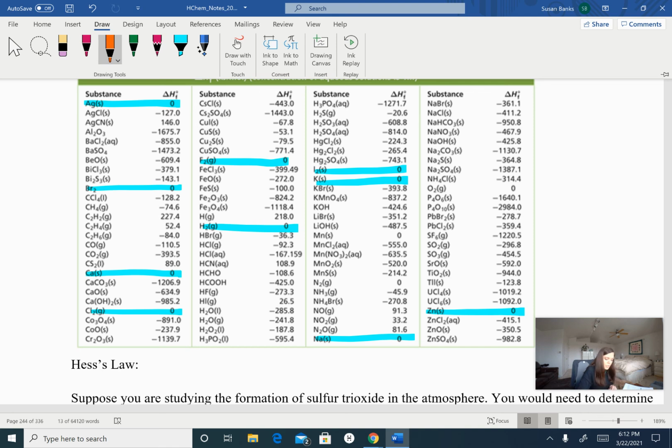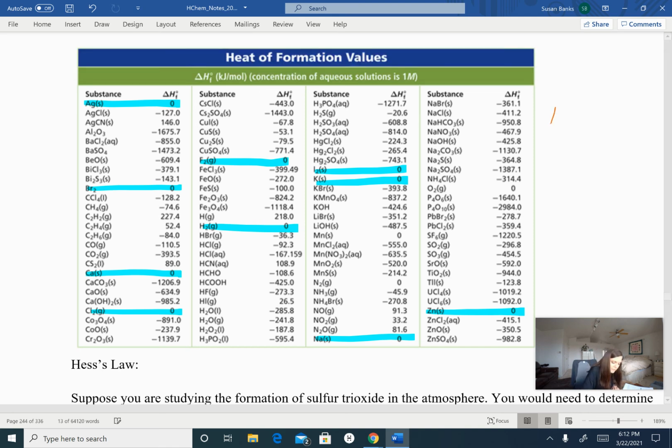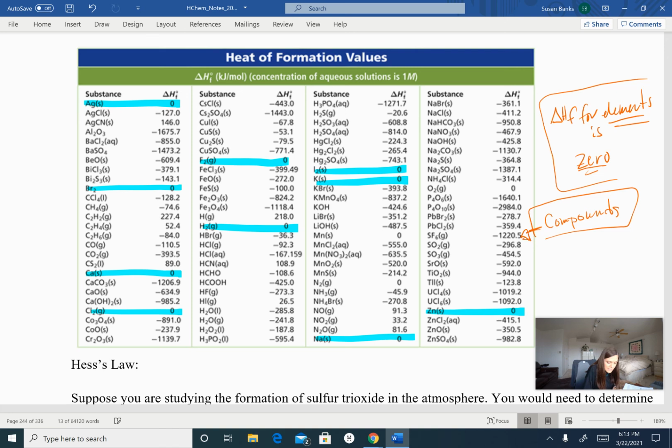Okay? So when you have an element, the heat of formation is 0 because we can't make elements. They're already here. So the heat of formation for elements is 0. So we use this heat of formation for compounds. So when we are making compounds, this is what we use. We're going to use heats of formation to find compounds. Elements by themselves are always 0.